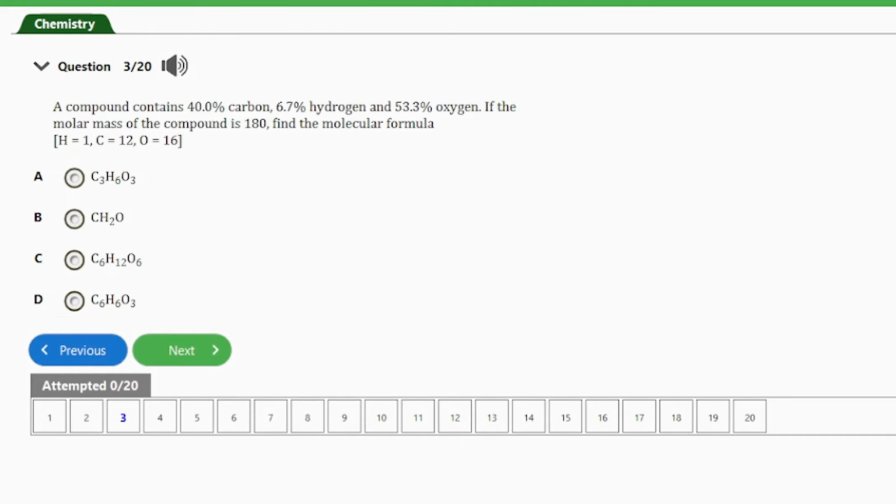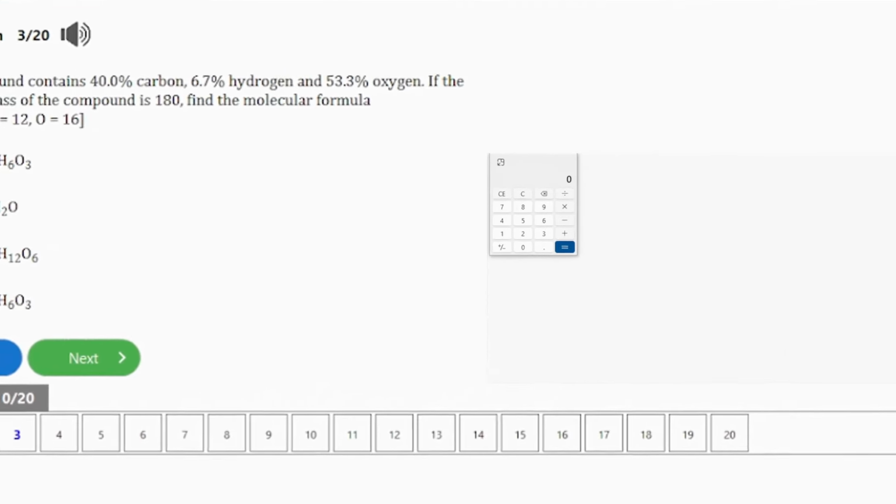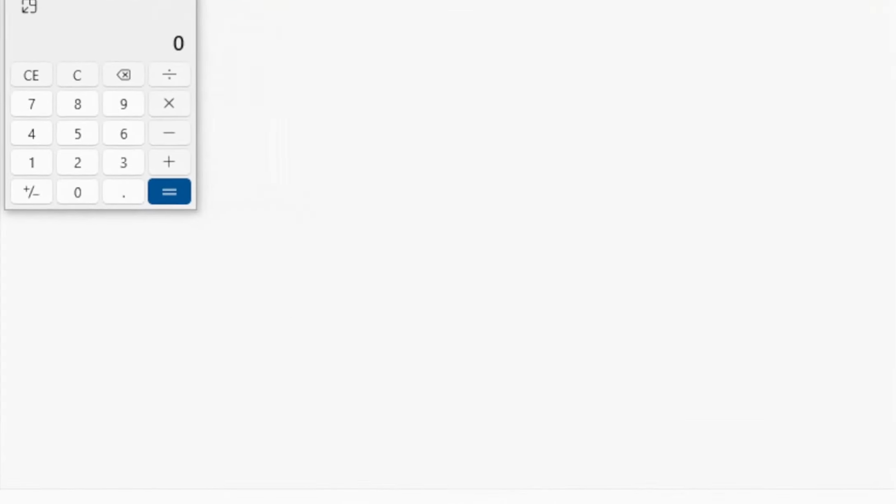That's question number 3. The question says, a compound contains 40% carbon, 6.7% hydrogen, and 53.3% oxygen. If the molar mass of the compound is 180, find the molecular formula. Here we're going to zoom into our workspace and solve this together.